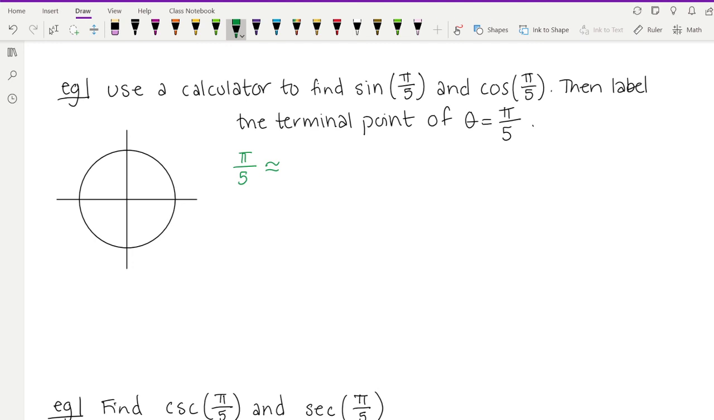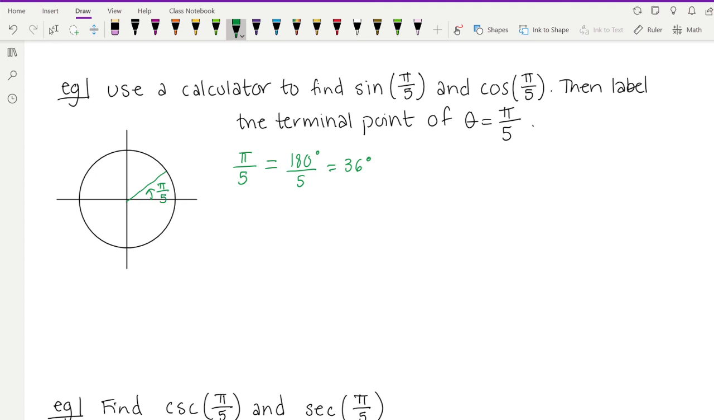So how could we figure out what pi over 5 is? Well, remember, pi is 180. So if you do 180, and actually I shouldn't even say approximately, it's exactly. So if you do 180 divided by 5, you'll find that that is 36 degrees. So that gives us kind of an idea of where to put it. So it's a little bit more than 30 degrees. So maybe something like this. So this would be pi over 5.